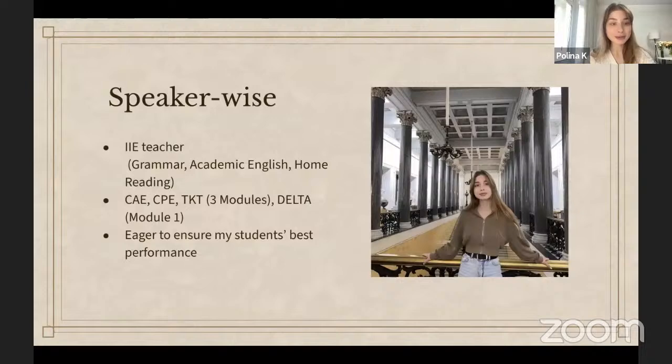Regarding my experience in terms of certifications, I have so far received several certificates that prove the level of English language proficiency, namely CAE, that stands for Cambridge Advanced English, and CPE, Cambridge Proficiency English, respectively, that has proved the C2 level of English command. Then TKT 3 modules, these exams are for teachers, as well as the first module of Delta. In case you have some interest, you may further on find out more about these exams, but I'm not gonna go into much detail here.